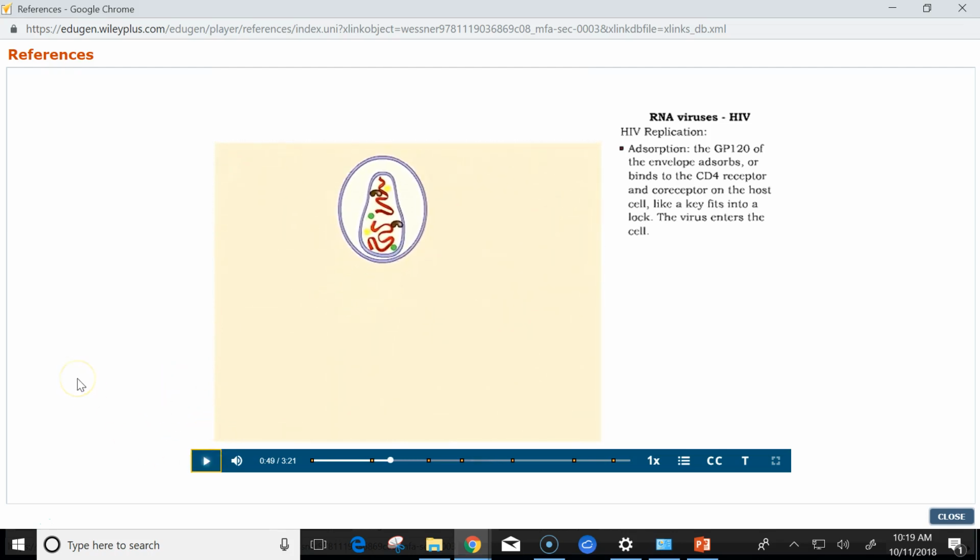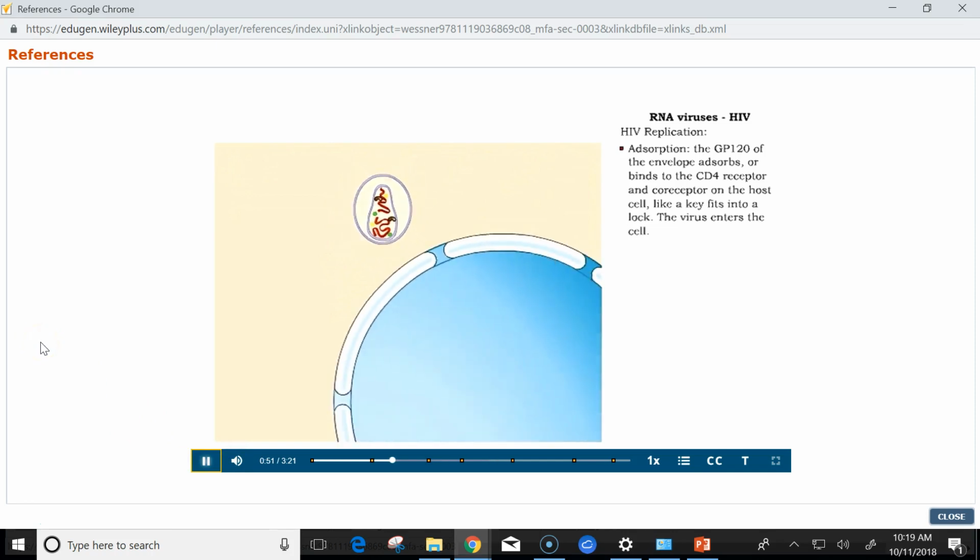So that's membrane fusion, right? For an enveloped virus. Did you see that? That's how that entry happened. It fits into a lock, and the virus enters the cell.